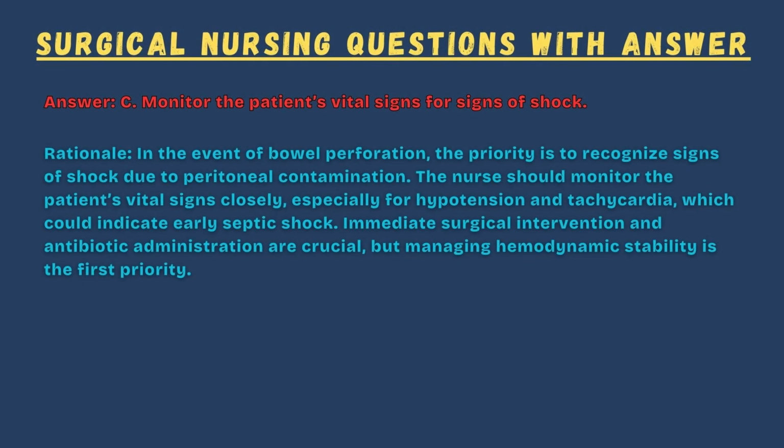Answer: C. Monitor the patient's vital signs for signs of shock. Rationale: in the event of bowel perforation, the priority is to recognize signs of shock due to peritoneal contamination. The nurse should monitor the patient's vital signs closely, especially for hypotension and tachycardia, which could indicate early septic shock. Immediate surgical intervention and antibiotic administration are crucial, but managing hemodynamic stability is the first priority.